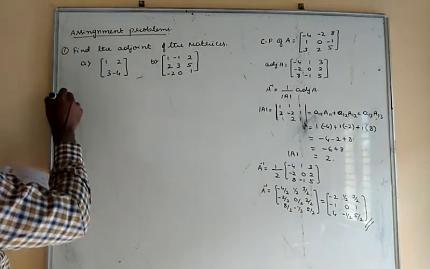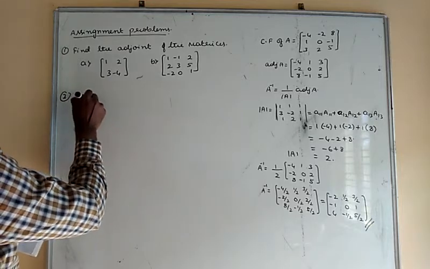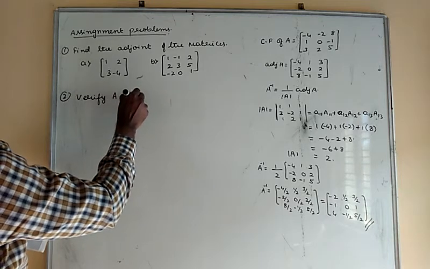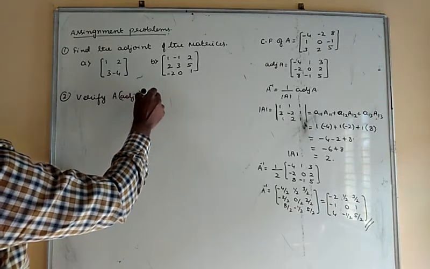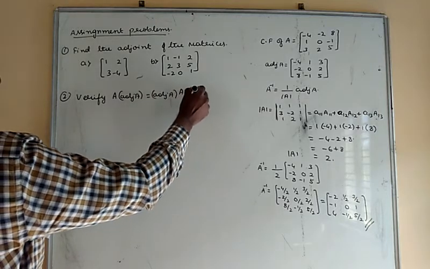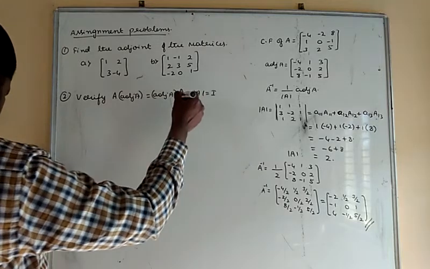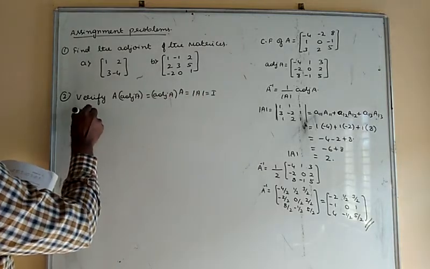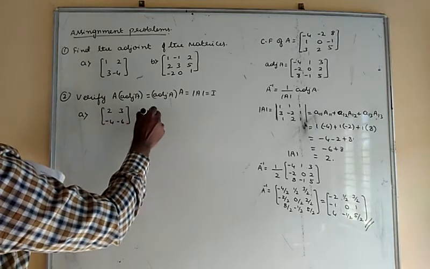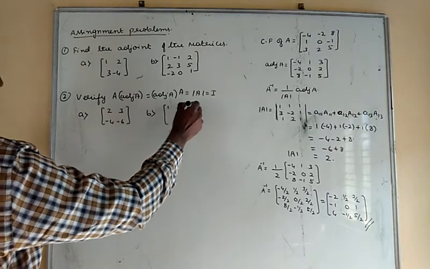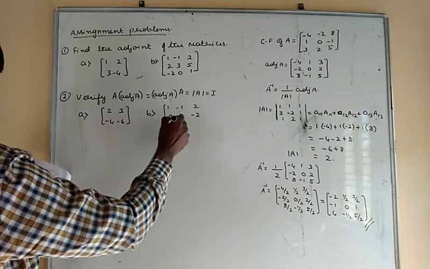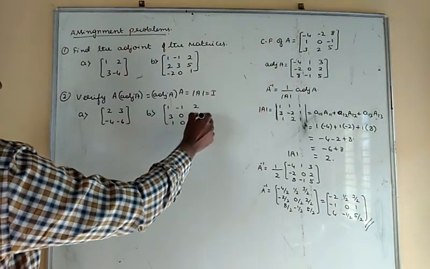Next, second. Verify that A into adjoint of A is equal to adjoint of A into A, that is equal to determinant A into I. The first problem is 2, 3, minus 4, minus 6. Then the second problem is 1, minus 1, then 2, 3, 0, then minus 2, 1, 0, 3.